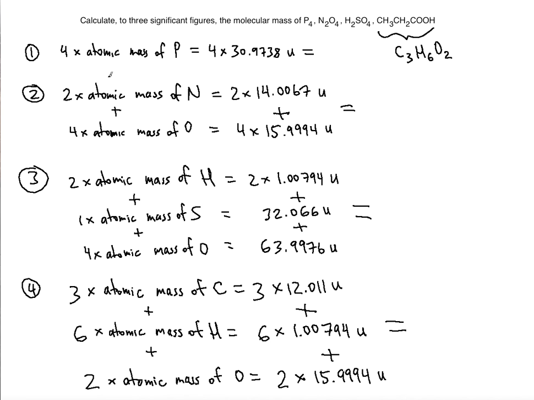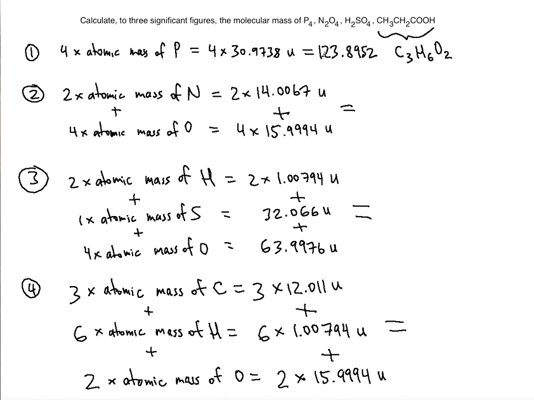Okay, so let's calculate for the first example the molecular mass of P subscript 4. So 4 times 30.9738 gives you 123.8952. But 123.8952 is not 3 significant figures, that's 7. We need only 3. So we need to round it to 3 significant figures.